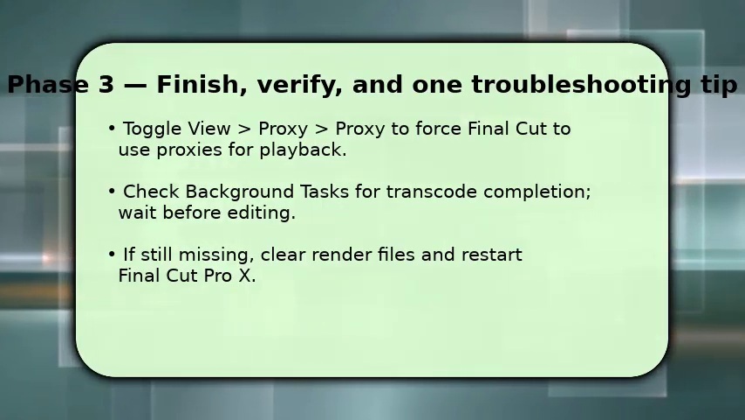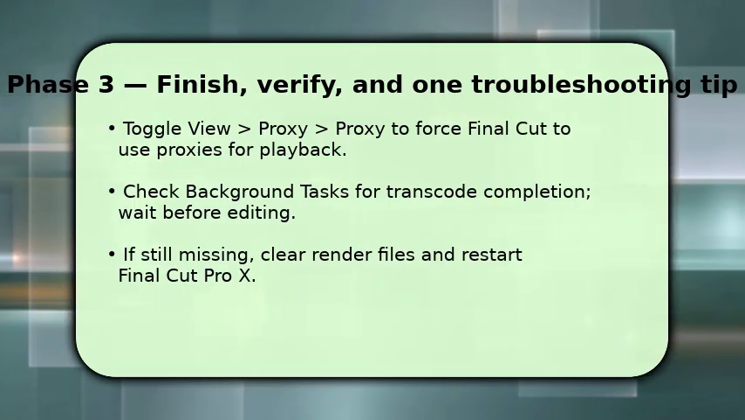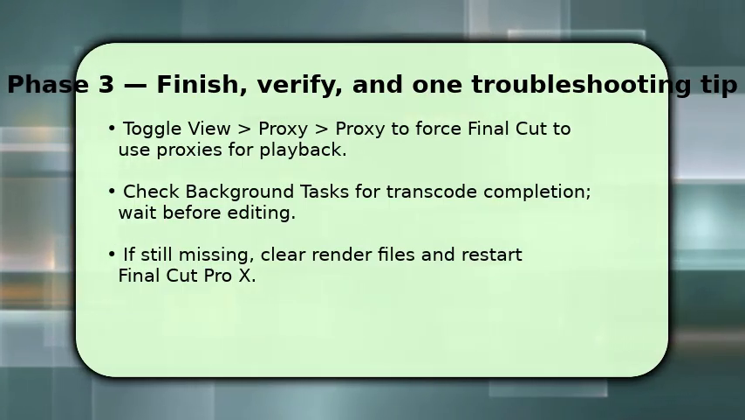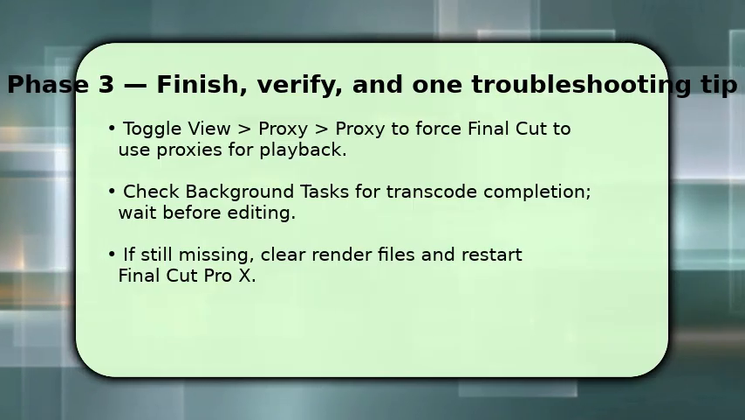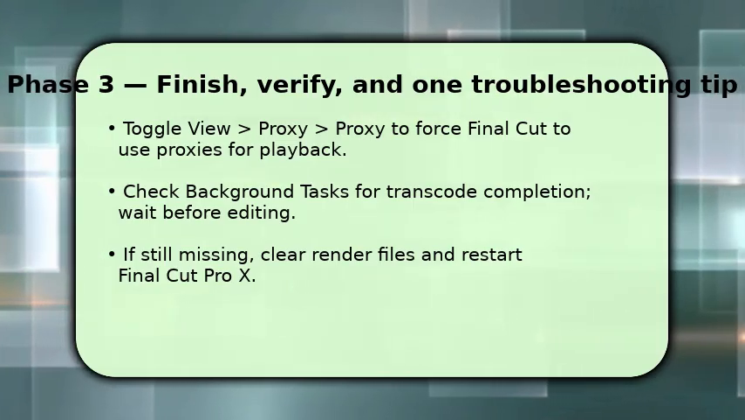To finish, force the application to use proxies and confirm transcodes completed. Toggle View Proxy so Final Cut prioritizes proxy playback, and then check background tasks to verify all proxy generation finished. Editing before completion shows missing markers.